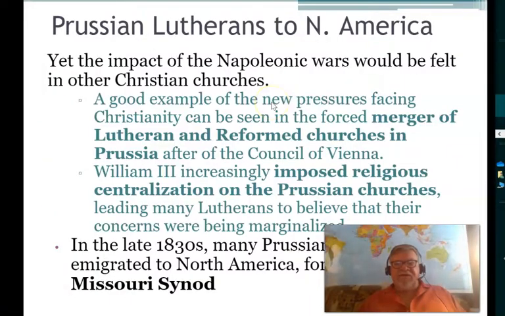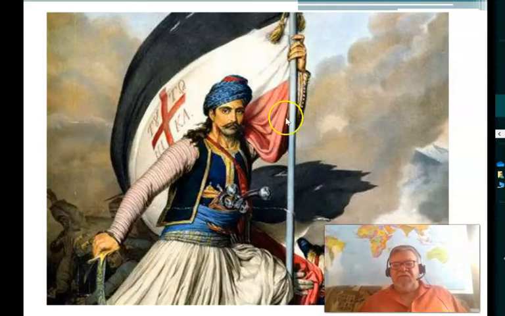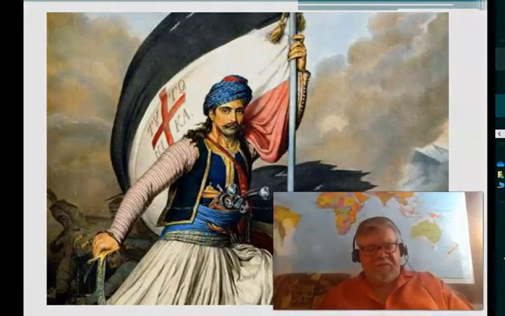And this brings us to the Greek resurgence, or the resurgence of orthodoxy. Here you see a Greek patriot with a cross on his flag going to war to bring independence to Greece against the dominant Ottoman Empire, which had controlled Greece for a number of years, several hundred years probably. And so the Greek War of Independence began around 1821.